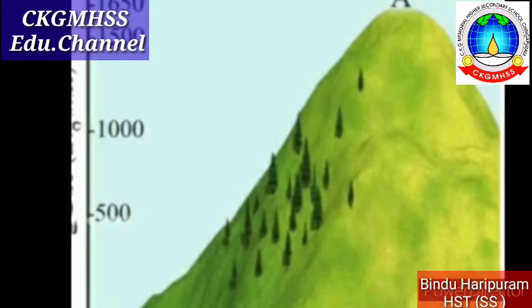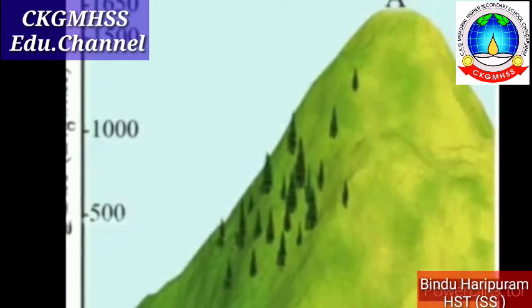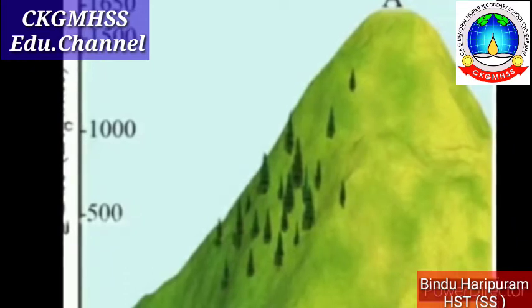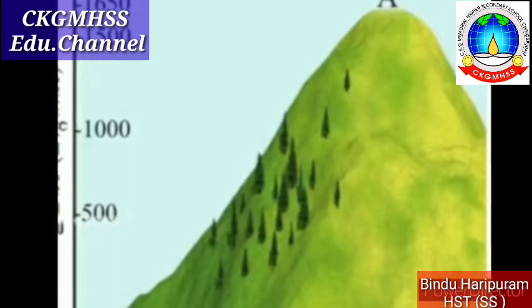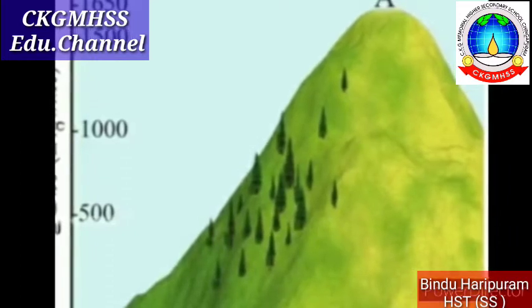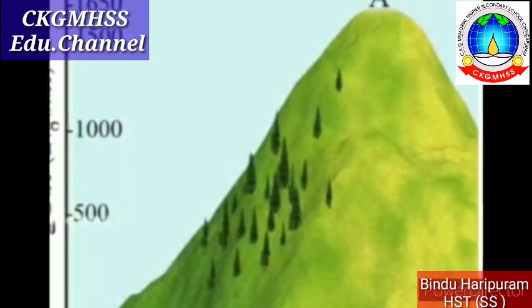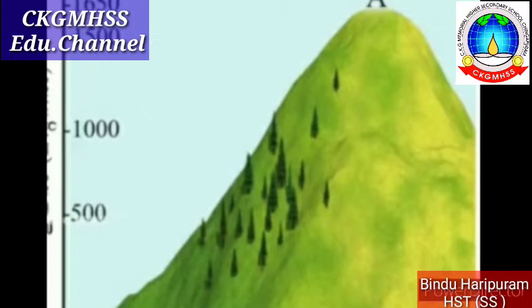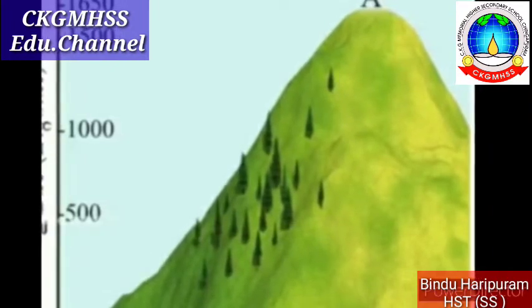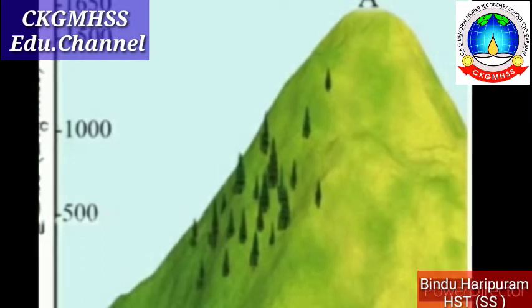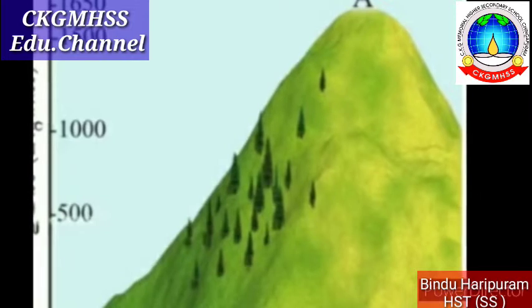Altitude at the point A from the mean sea level is equal to 1650 meter. For every 165 meter of altitude, the temperature decreases uniformly at the rate of 1 degree Celsius. So, difference in temperature is equal to 1650 meter divided by 165. That's equal to 10 degrees Celsius.